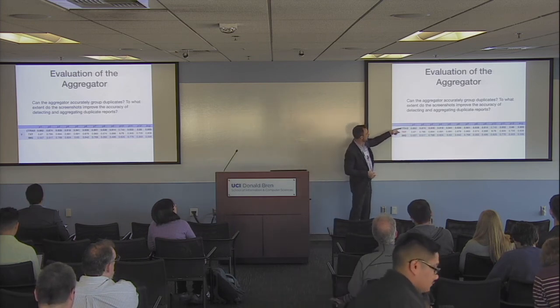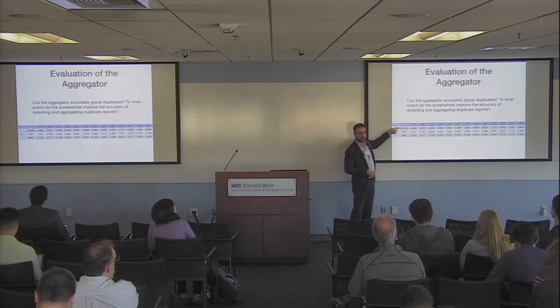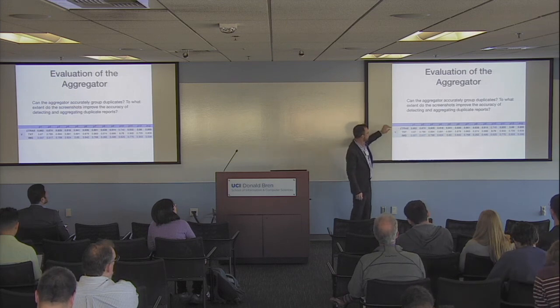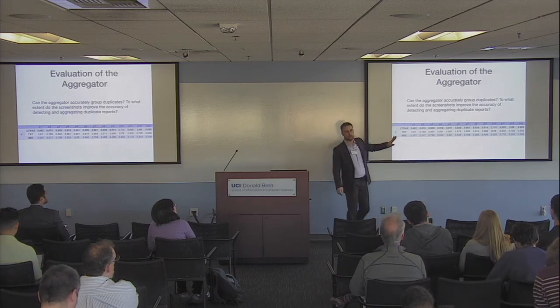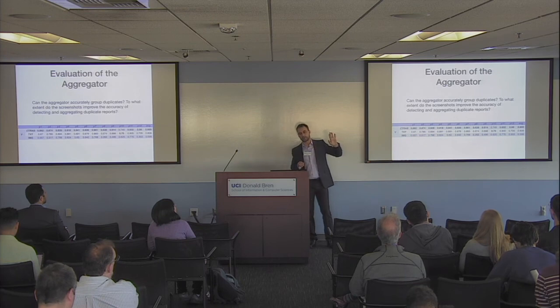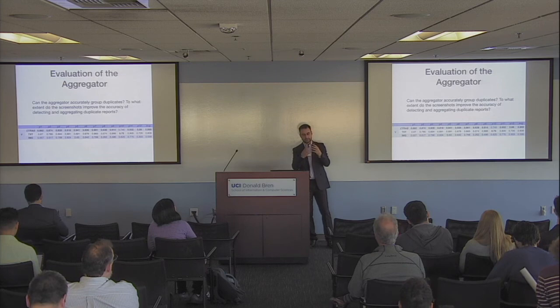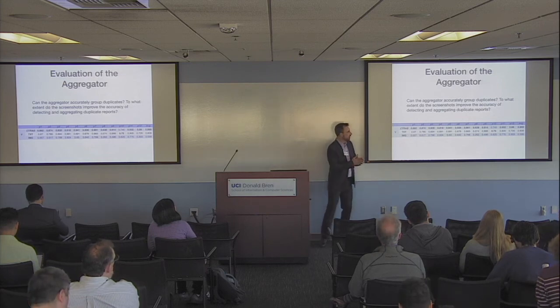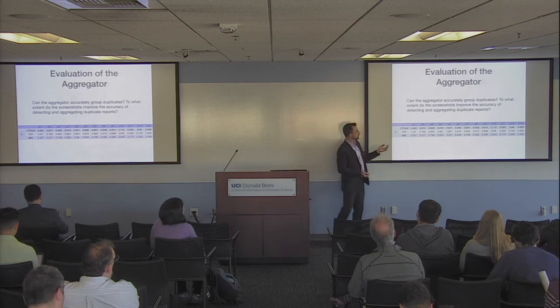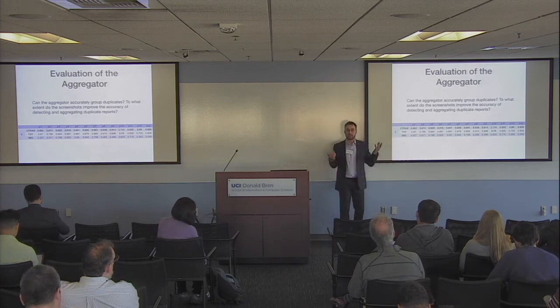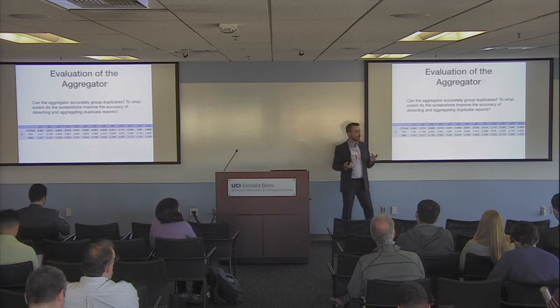The first row here is our prototype tool, and we're using a V measure, which is an aggregate metric for clustering that incorporates completeness and homogeneity of the members of the clusters. But basically what you need to know is it's basically accuracy. So the higher the value, the better.